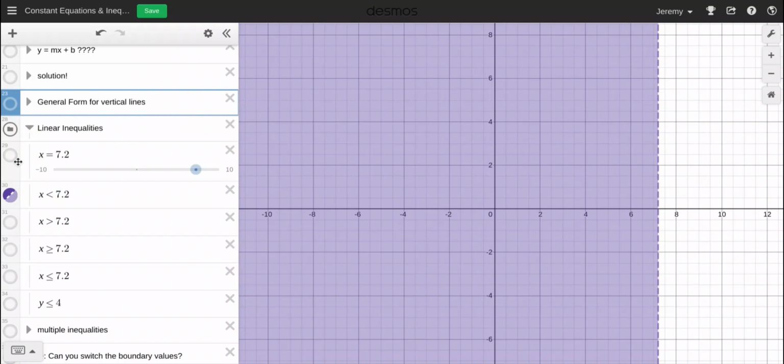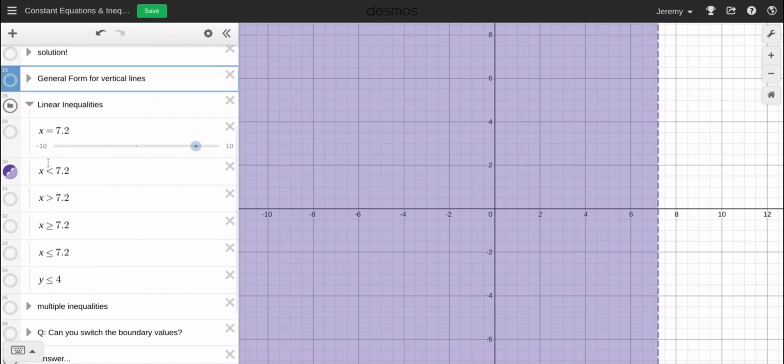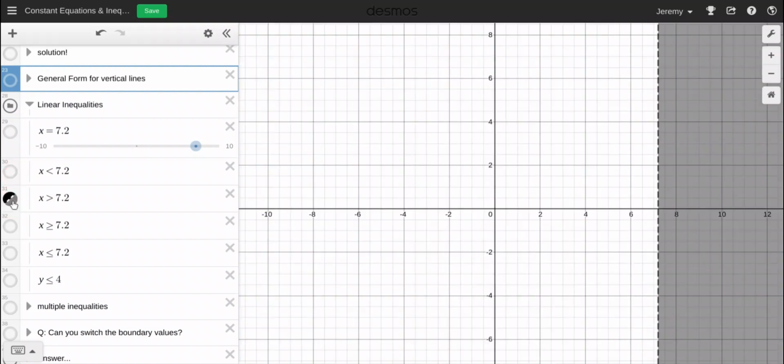Okay, so we're looking at the graph of x is less than 7.2, but what does the graph of x is greater than 7.2 look like? Well, it looks like that. It's all points that have x values greater than 7.2. What is the difference between x is greater than 7.2 and x is greater than or equal to 7.2? Well, the only difference is that the points where x is equal to 7.2 are now solutions.